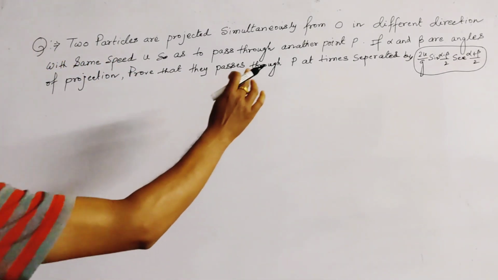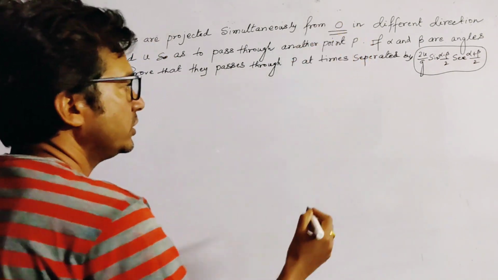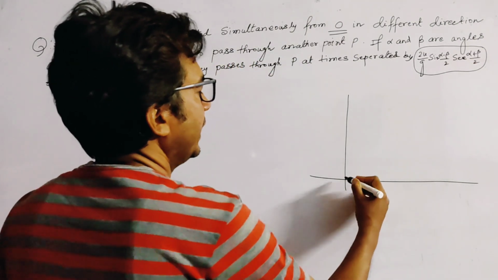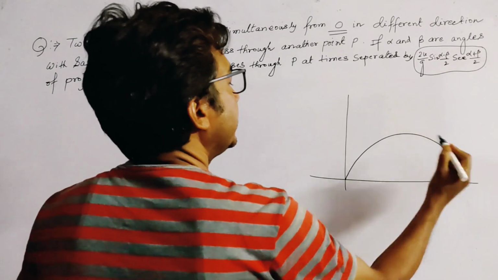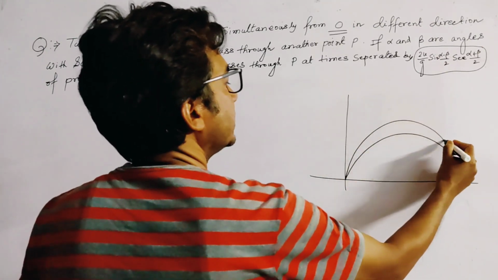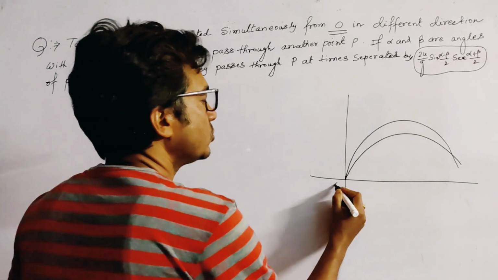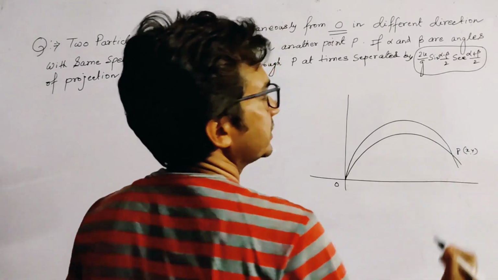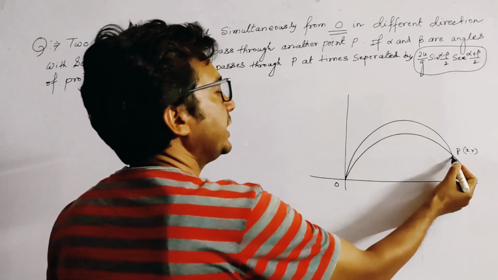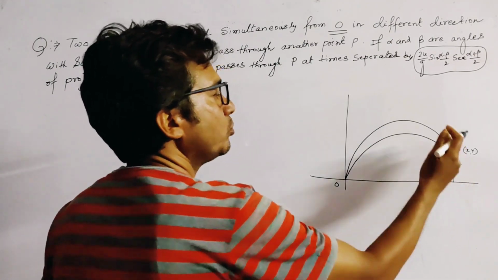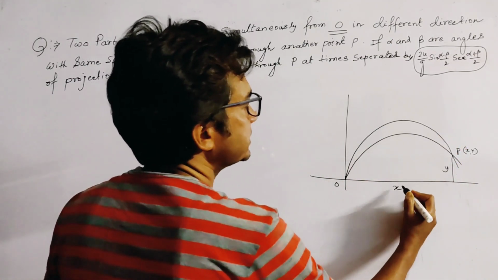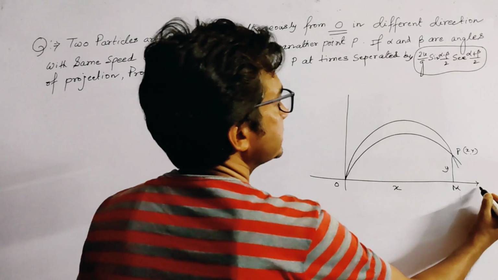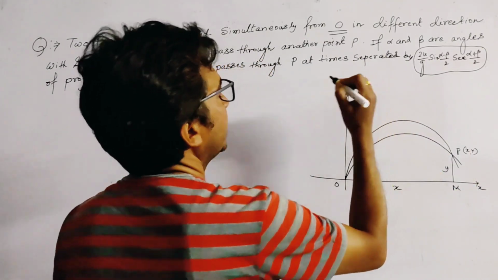Now here the point of projection O is taken as the origin, right? This is O, and this is the path of one particle, and this is the path of another particle, and this is O, and another point, this is P. Let it be x, y. So we get this height is y for both the particles, and this distance is x for both the particles. This is the x axis, and Oy is the y axis.